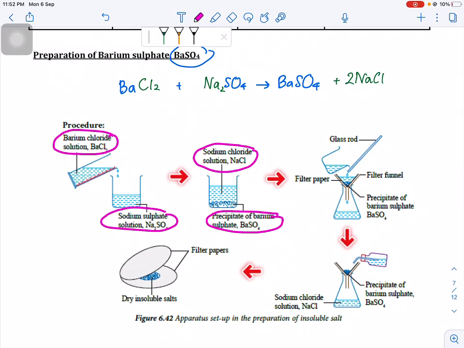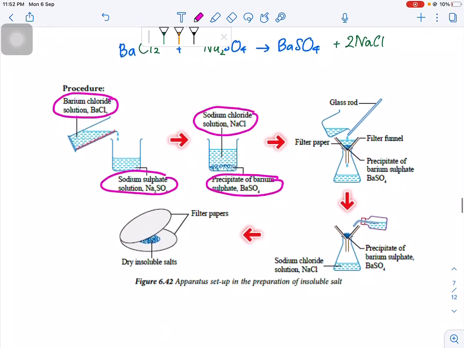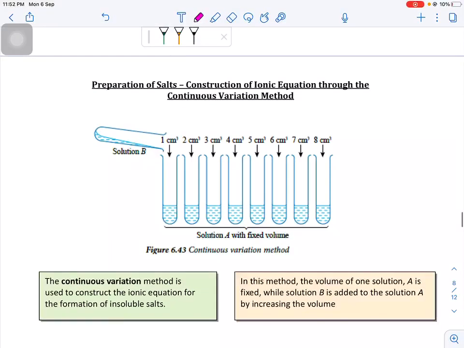So we just filter. When we filter, what we want is the residue that remains on the filter funnel. The residue is what we want. So the residue is our insoluble salt. What you have to do is rinse with distilled water, and then to make it dry, you just press between two filter papers. You can refer to the textbook for the complete procedure. I just give you a little bit of an idea about how to prepare the insoluble salt.